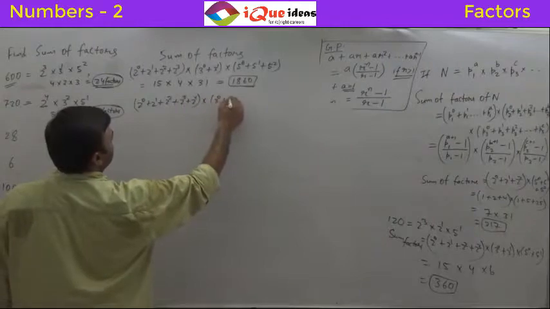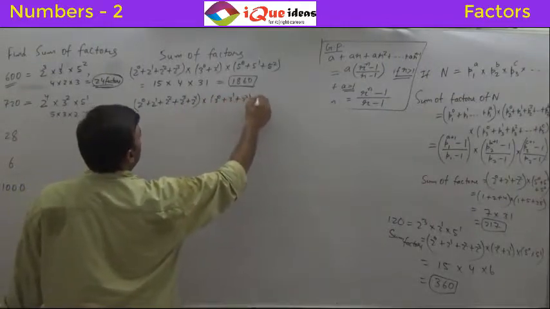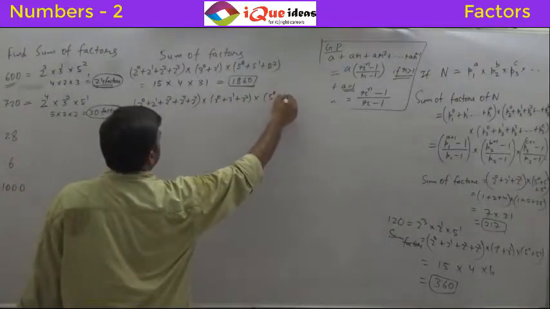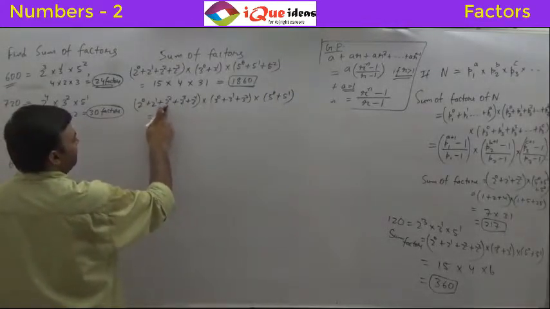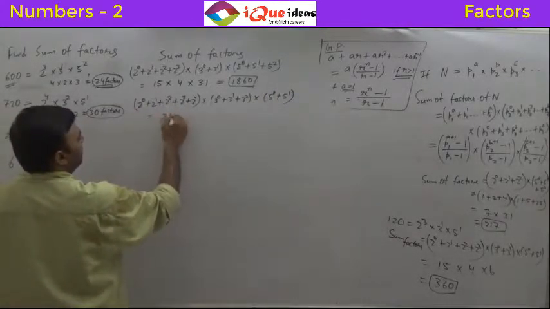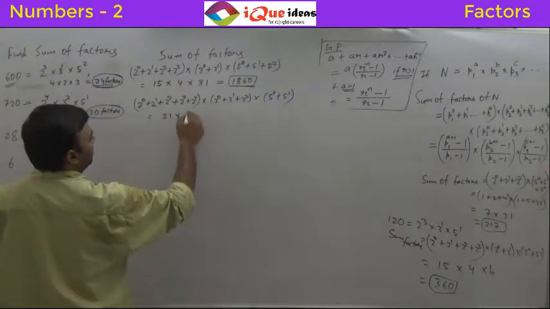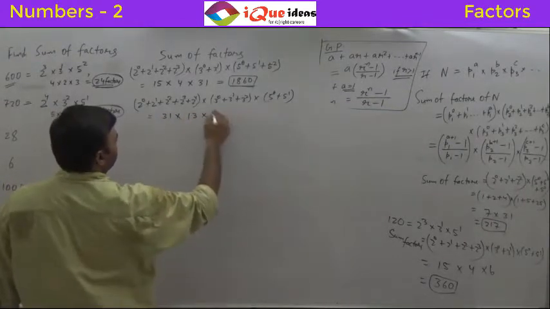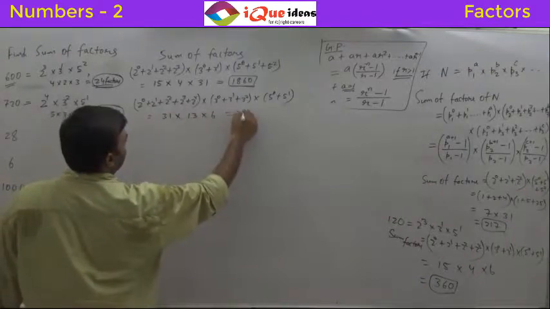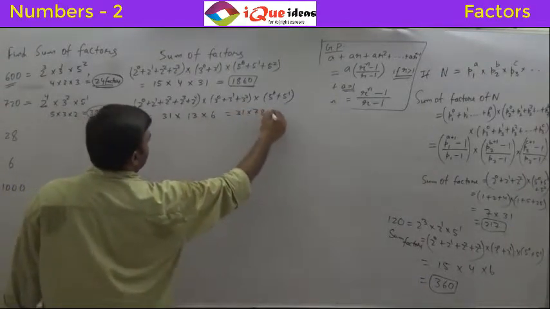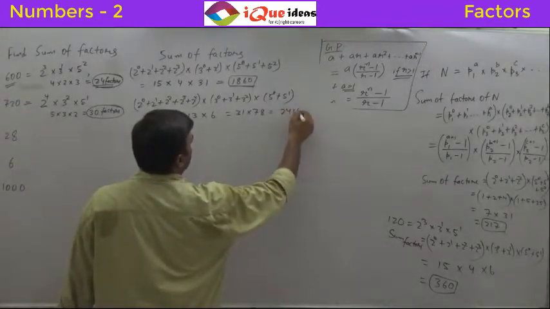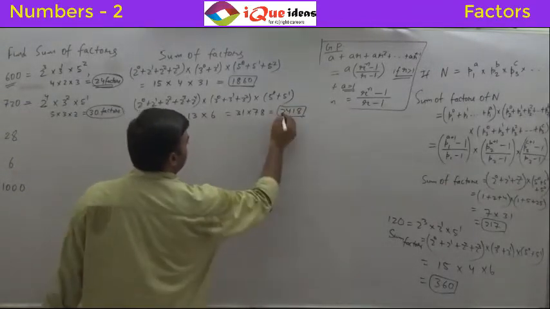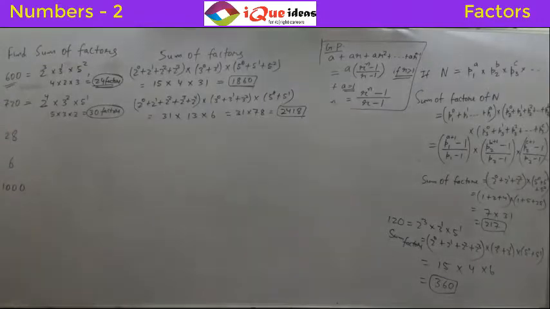(3 raised to 0 plus 3 raised to 1 plus 3 raised to 2) into (5 raised to 0 plus 5 raised to 1). Now this will be 16 plus 8, 24 plus 4, 28 plus 2, 30 plus 1, 31, into 9 plus 3, 12 plus 1, 13, into 5 plus 1, that is 6. So it is 31 into 78. Right? That if you multiply, it will be 2418. Do the multiplication on your own.